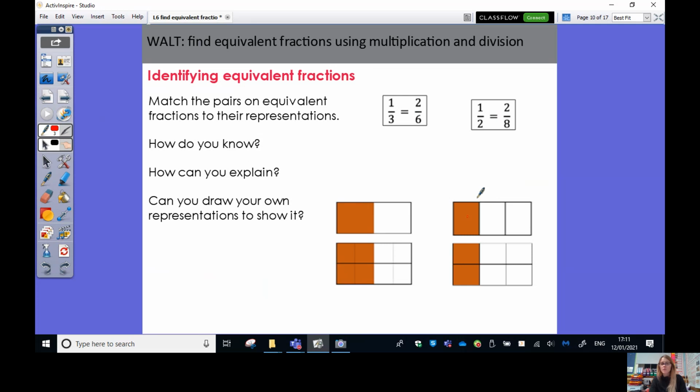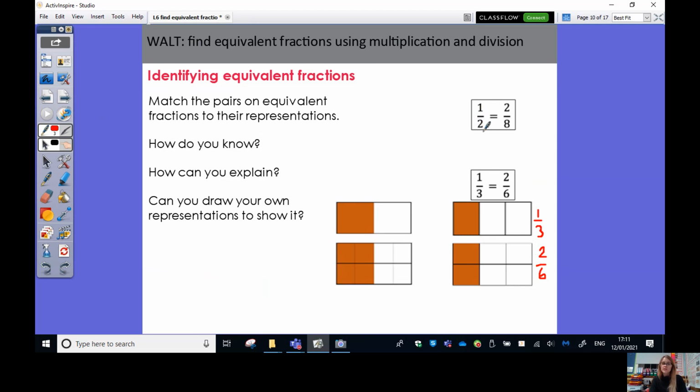So I'm going to look at the next one. So 1, 2, 3, and 1 is shaded. Fantastic. So that one shows me 1/3. And then 1, 2, 3, 4, 5, 6. So that one is showing me 2/6 because 2 are shaded. So I can match this representation to this one because I know that's what that one is showing. Okay. So let's just check the next one. I know I've only got one left, so let's just make sure that it matches.